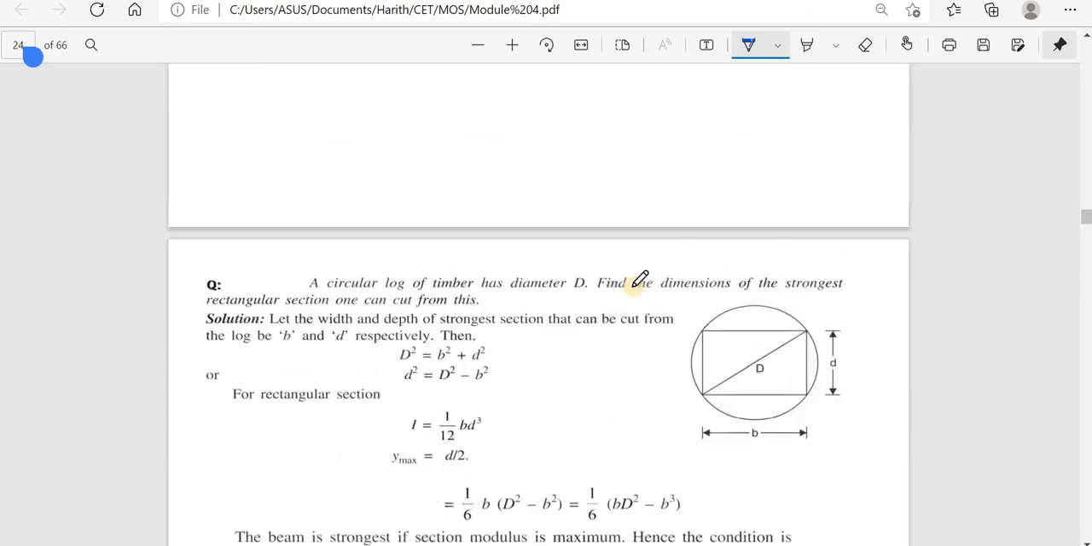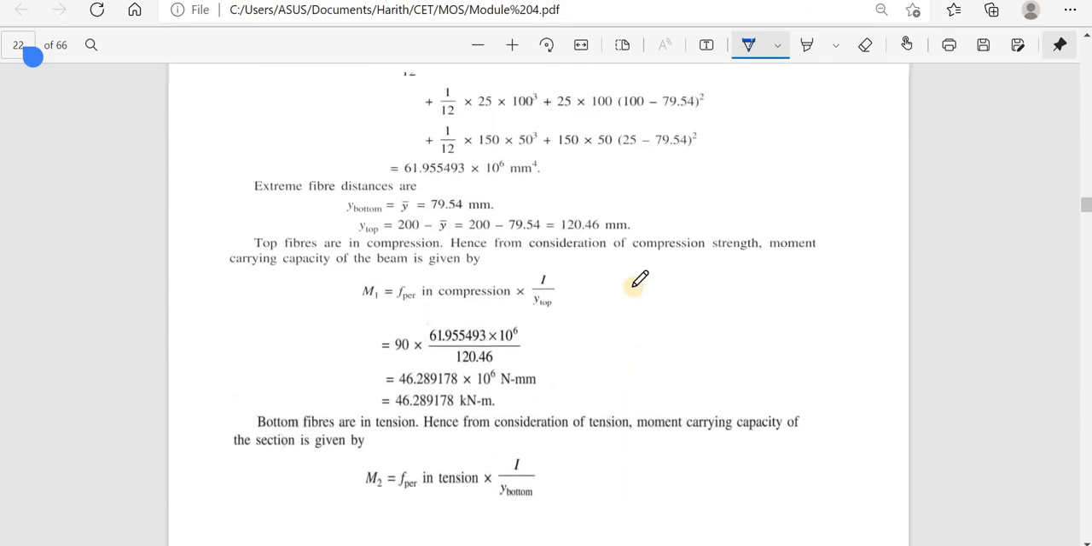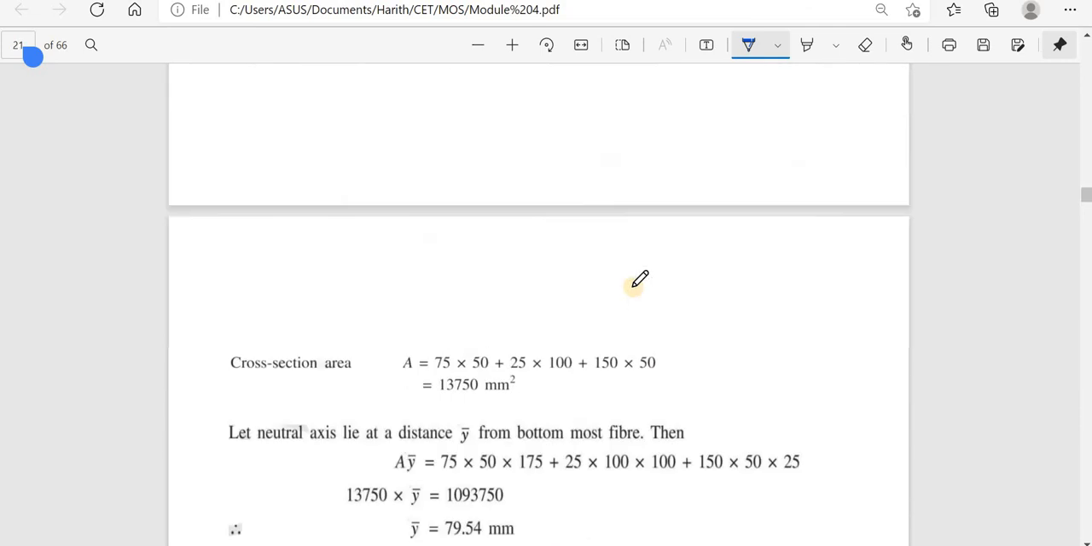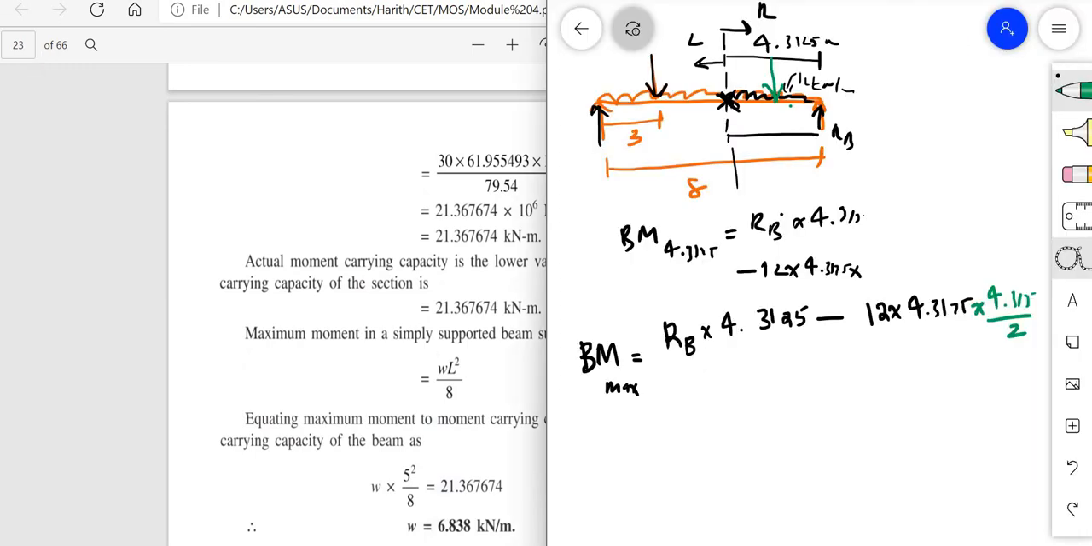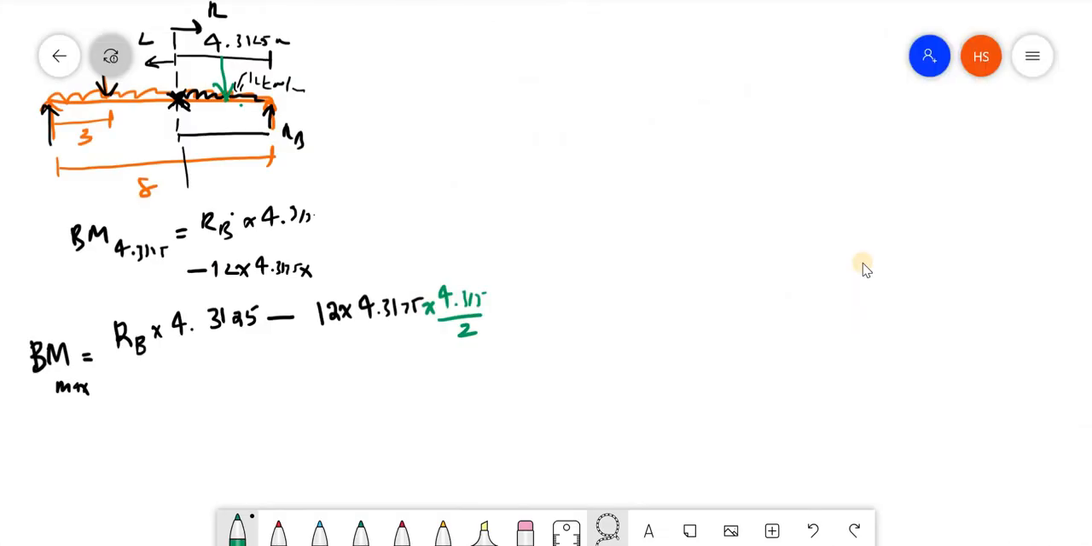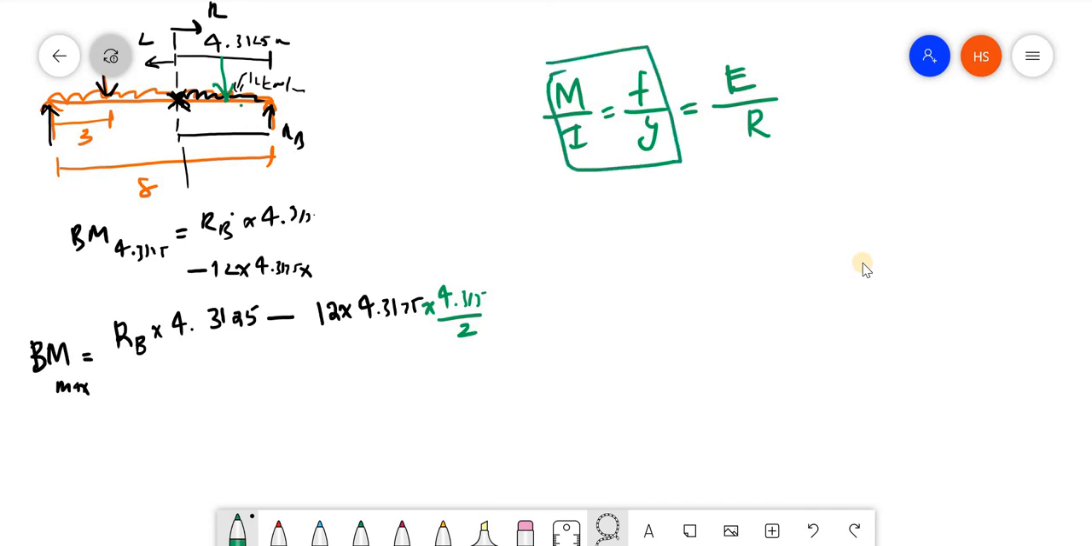Now some more questions are given in the note, and there is not much difference. The basic thing you have to understand is that we will be having the bending equation. So first write the bending equation. The bending equation is M by I is equal to F by y is equal to E by R. From that, what are the data given? You can use either these two equations or the other two equations. Likewise, we can find out different values.